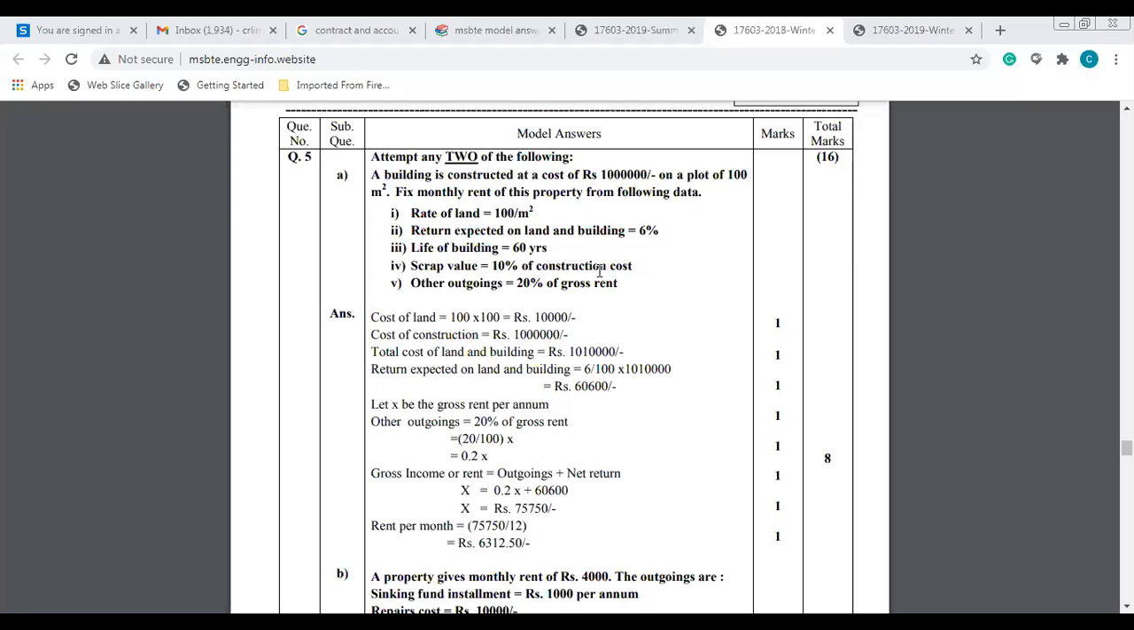Yes. Now again, the next problem that we are going to discuss is based on deciding the rent.